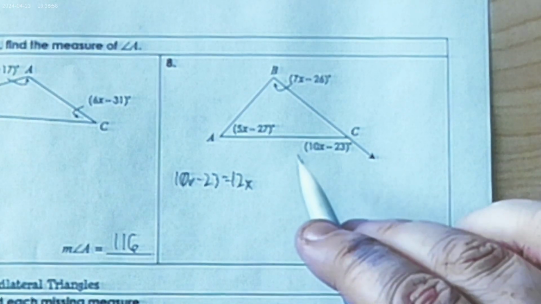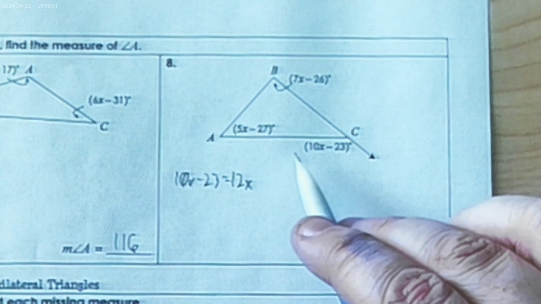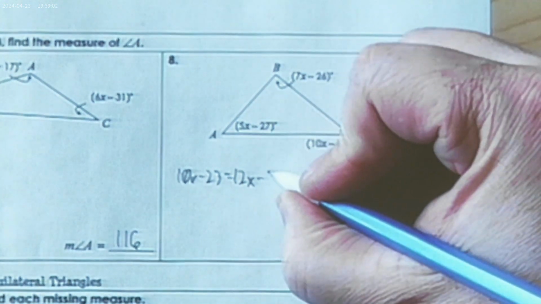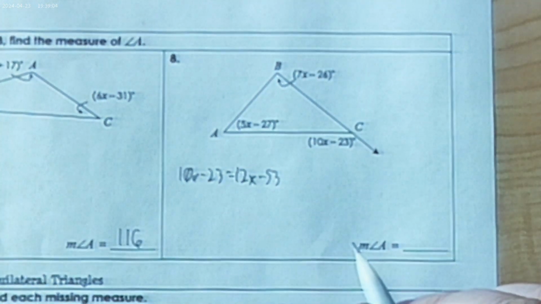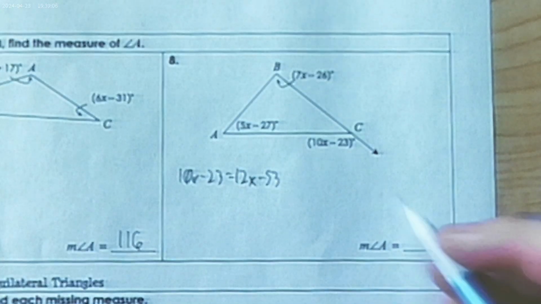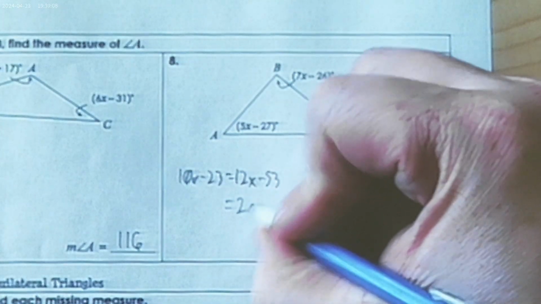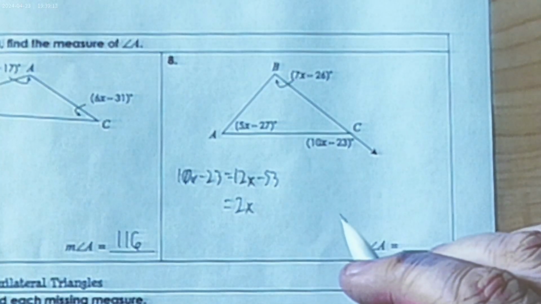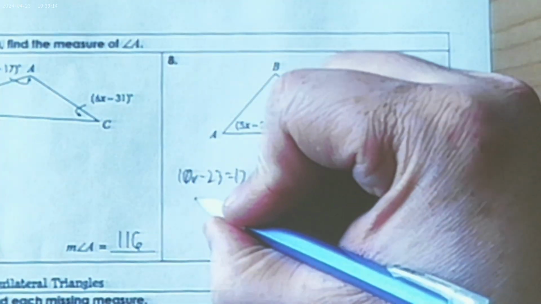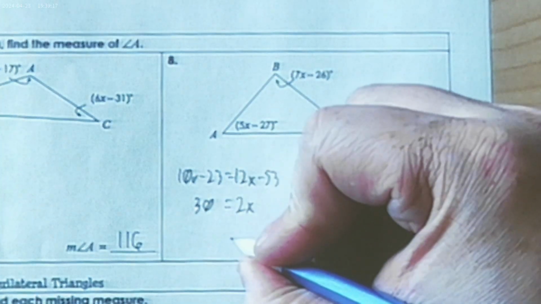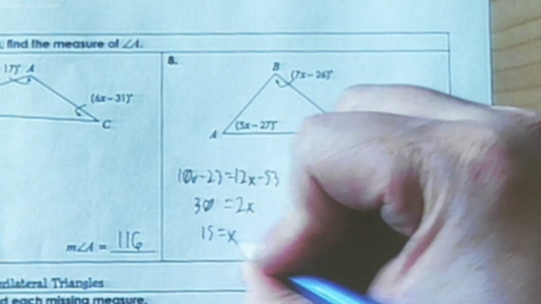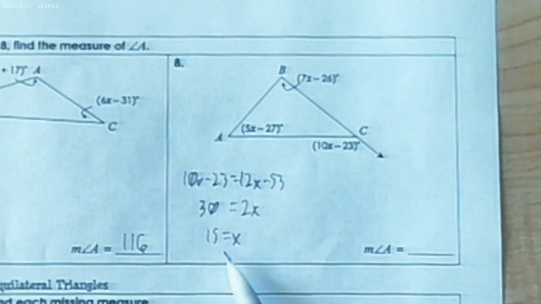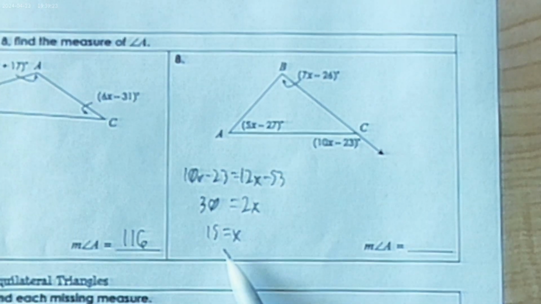plus 27 minus 53. Wow. All right. So that will give me 2x, 23 plus 53, 2x equals 30. So 15 equals x. All right. So again, we have x equals 15.